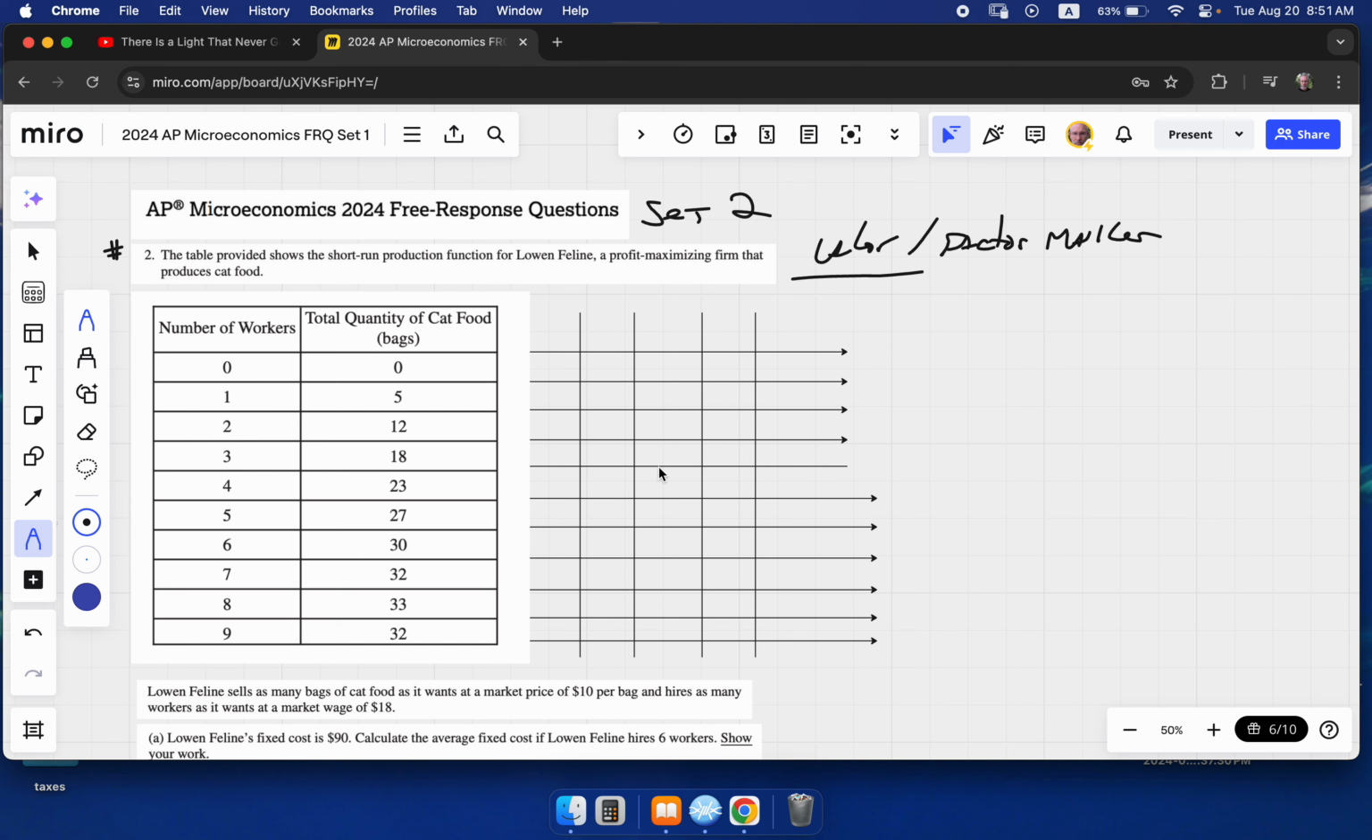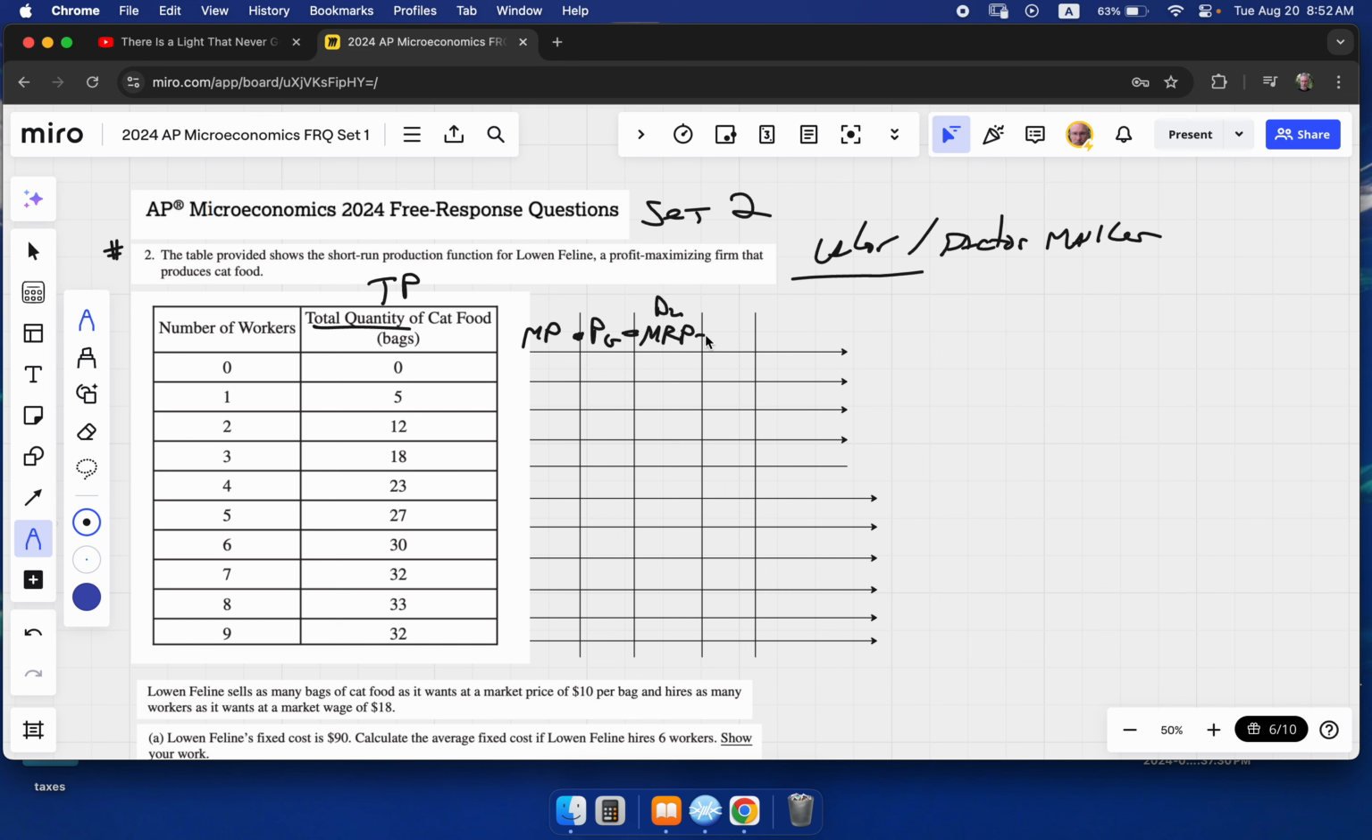Obviously, we have to know how to fill these things out. So number of workers, they tend to always give us number of workers. Here they called it total quantity. They could have called it total output. You and I should know it as total product. Anytime somebody gives us total product, you can be pretty sure you have to find marginal product. We're going to take that marginal product and multiply it by the price of the good.